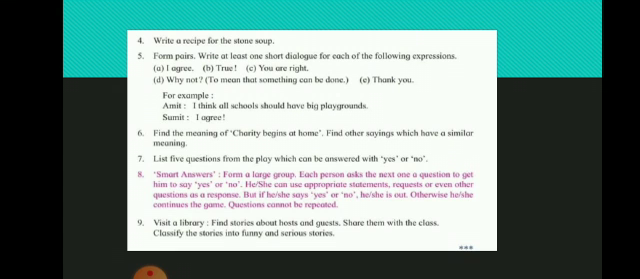So you have to find other sayings which have a similar meaning. For example, we can say, home sweet home. It is used when one returns home after being away to say that one is happy to be there, especially after an extended period away from it.